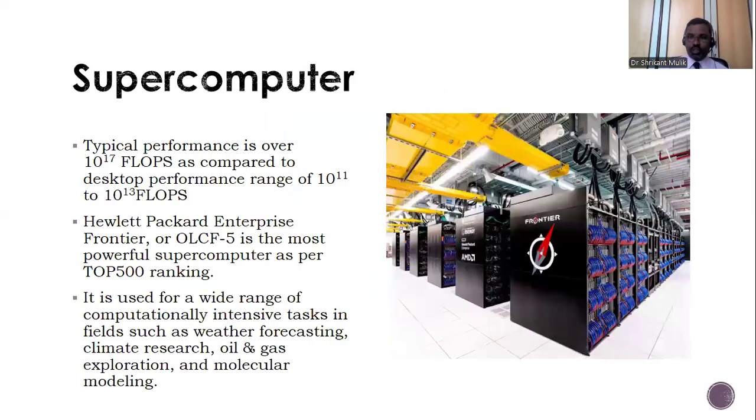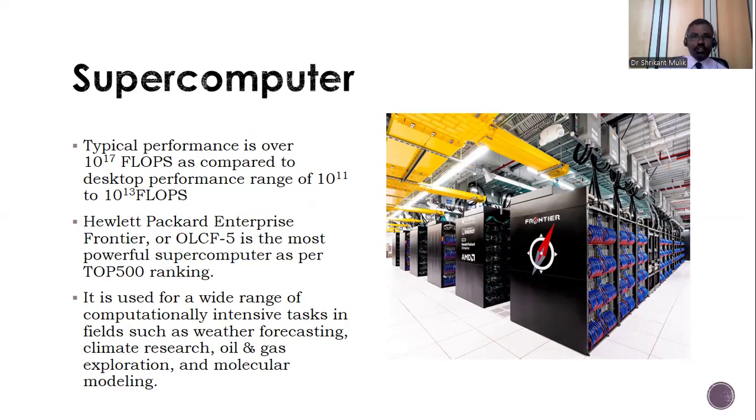So let us understand about a supercomputer. What you see in the photo here is a Frontier supercomputer, which is developed by Hewlett Packard Enterprise, that is HPE. It's also called the OLCF5. This is the most powerful supercomputer. Who is saying this? There's a ranking called Top 500. They rank top 500 supercomputers, and typically the way they measure the performance is what is used as flops, that is floating point operations per second. That is the unit of measure for the performance of a supercomputer. And as of today, HPE's Frontier, which is based in the USA, is the most powerful supercomputer.